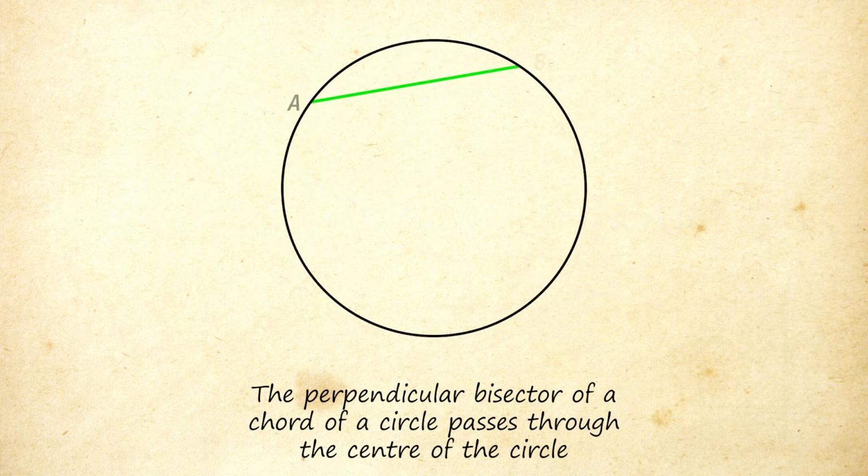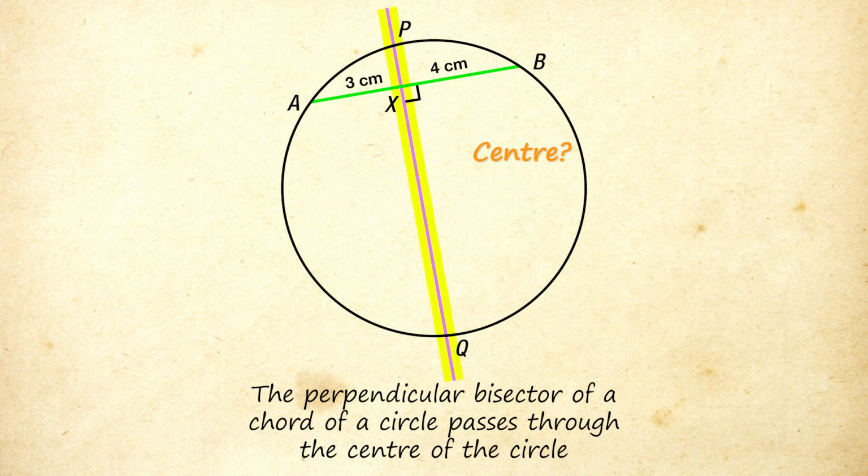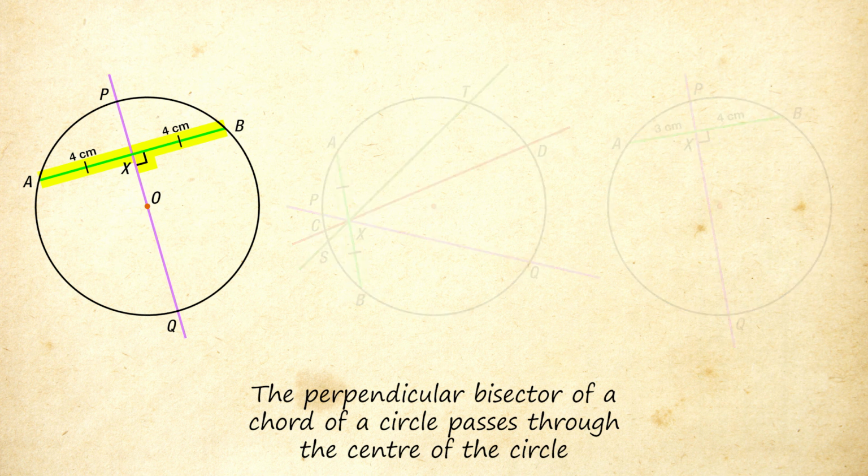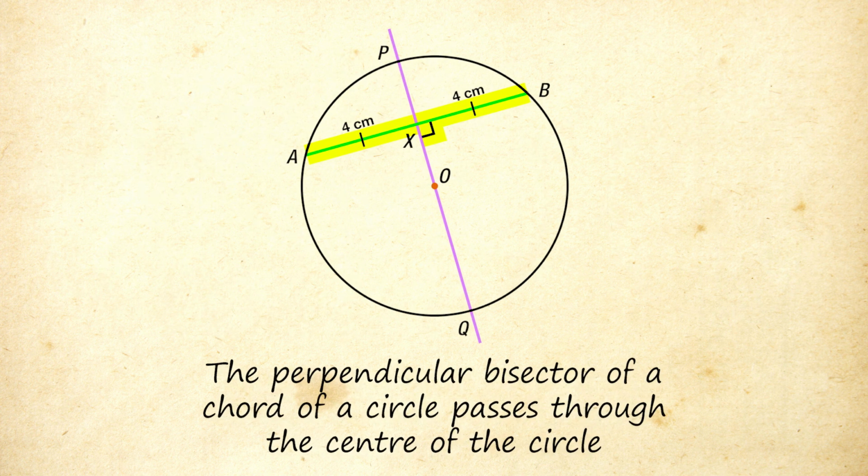What about this circle? Does the center of the circle lie on PQ? PQ is perpendicular to AB, but it does not cut AB into two equal parts. So, no, PQ will not pass through the center of the circle. Remember, the line must be perpendicular to the chord and bisect the chord for it to pass through the center of the circle.